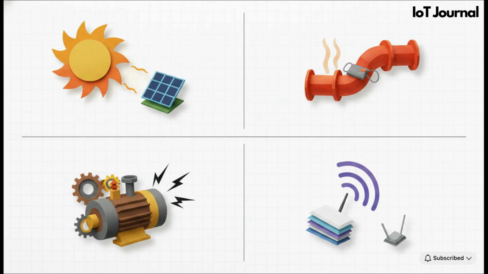There are 4 main harvesters. You've got solar, using tiny panels for outdoor sunlight or even indoor artificial light. You've got thermal, which harvests the temperature difference from things like a hot industrial pipe. Then there's kinetic, which I think is just brilliant. A vibration sensor on a factory motor can literally be powered entirely by the shaking of the motor itself. And finally, RF harvesting, which is more experimental, but it captures ambient radio waves from local Wi-Fi or cellular networks to trickle charge the device.